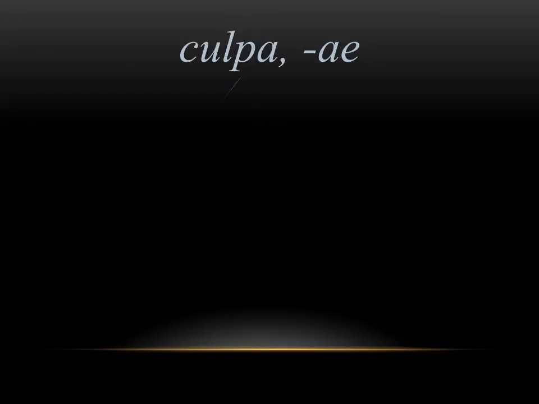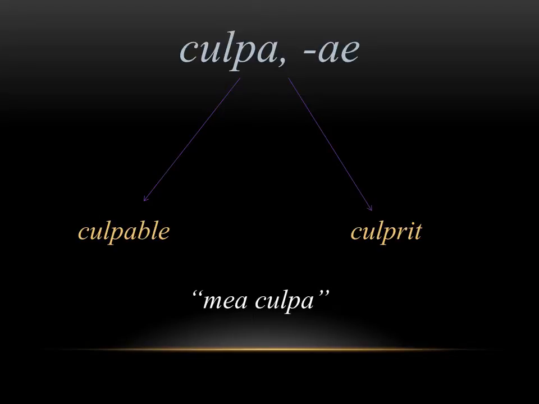From culpa, which means blame, we get the English words culpable and culprit. Both of these have to do with blame. If you're culpable, it means you're to blame. And the culprit of something is the person we're going to blame. In English, a phrase we see often is actually straight from Latin, mea culpa, which means my fault or my blame is one way of thinking about it. But again, we're talking about fault or blame with this word.